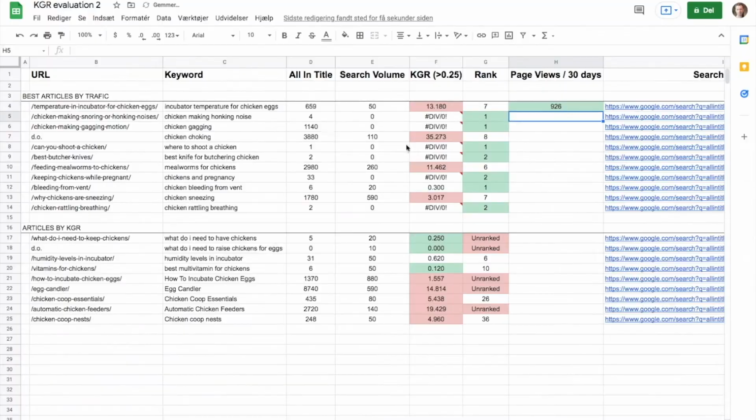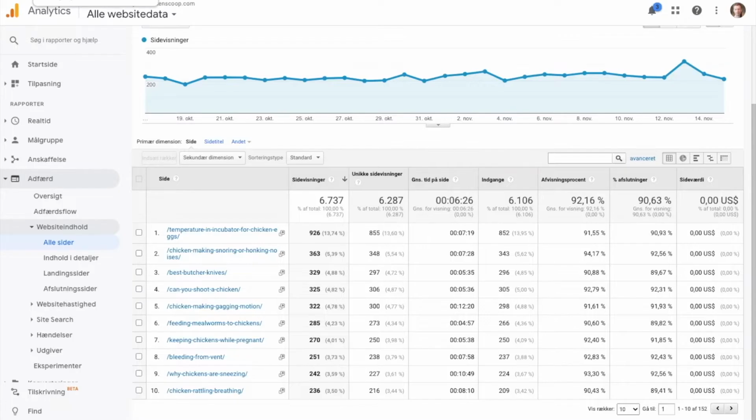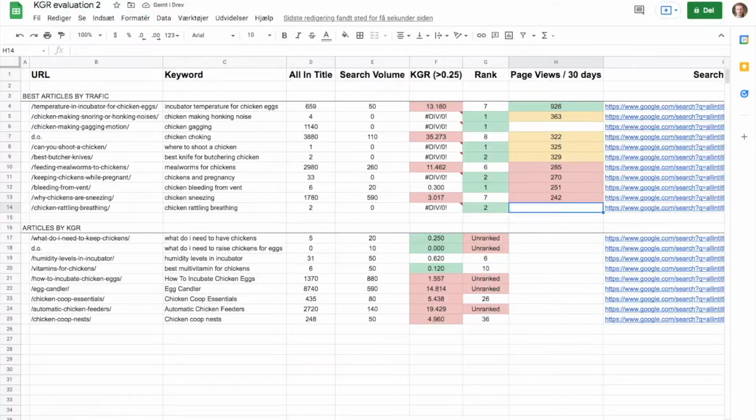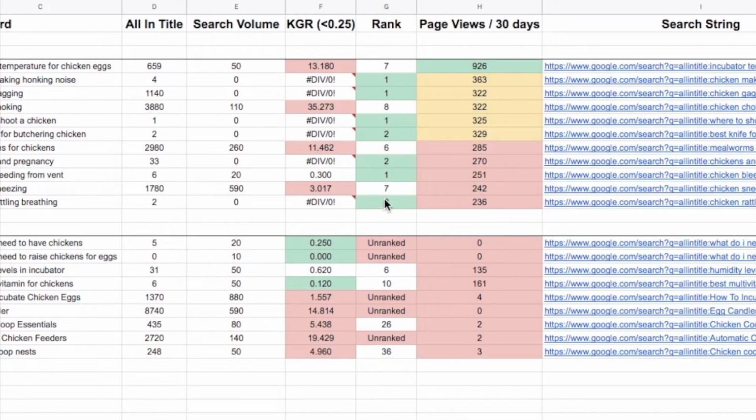And then I add a column for page views within the last 30 days, just to add the data as well. So this is, of course, going to be used to evaluate if a keyword was a good idea to write an article on. One thing I quickly notice in the top 10 is that the four articles that rank the lowest, 7, 8, 6, and 7, all have a high KTR. I'm going to touch upon that just in a second, but that is one thing I notice in the data here.